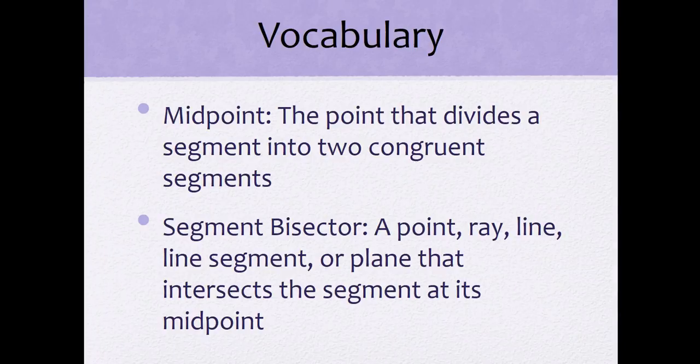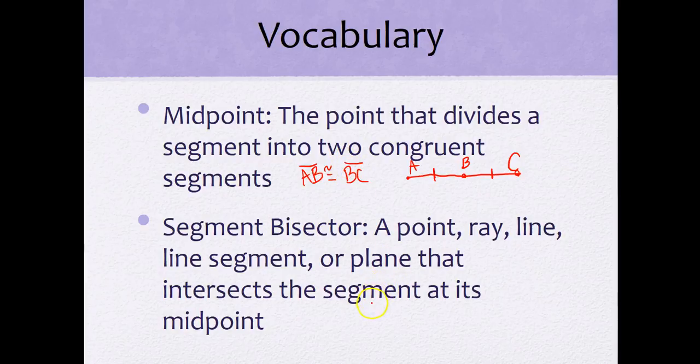A midpoint is the point that divides a segment into two congruent segments. How we would show that, say we had a segment AC, and B was actually in the middle, it was the midpoint. To show that those two segments are congruent, we put little tick marks on those. So it shows that those are the same length since they both have one tick mark. Segment AB is congruent to segment BC.